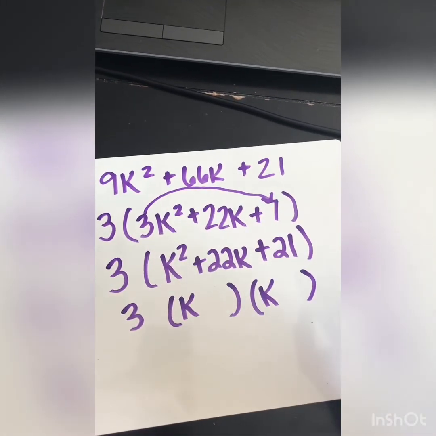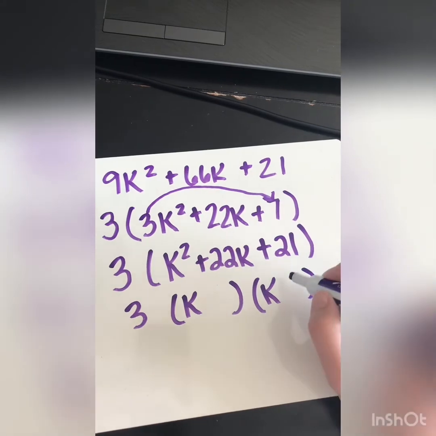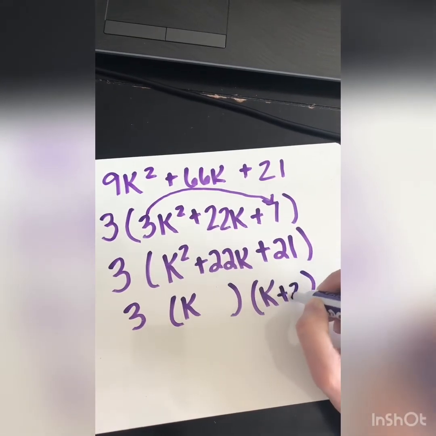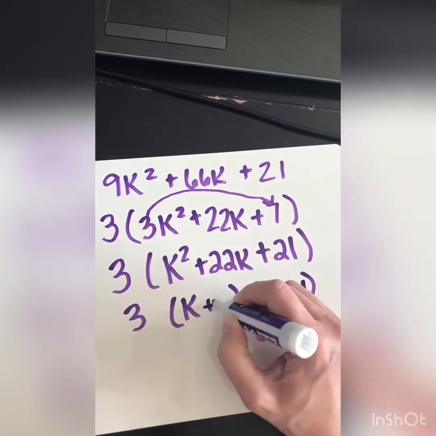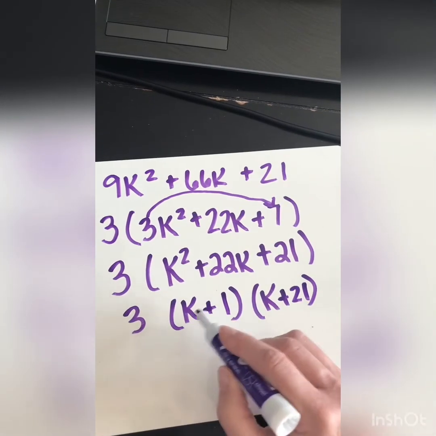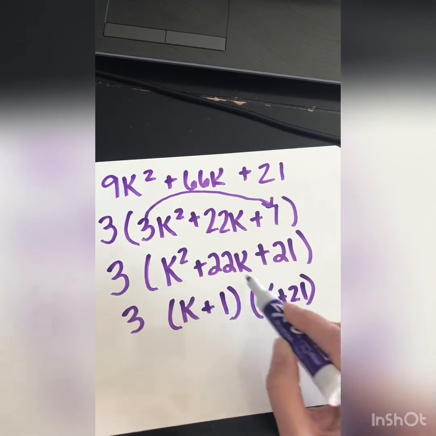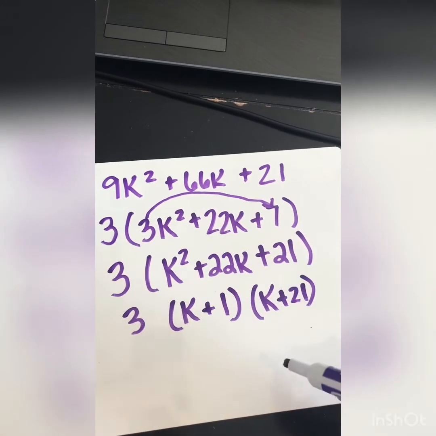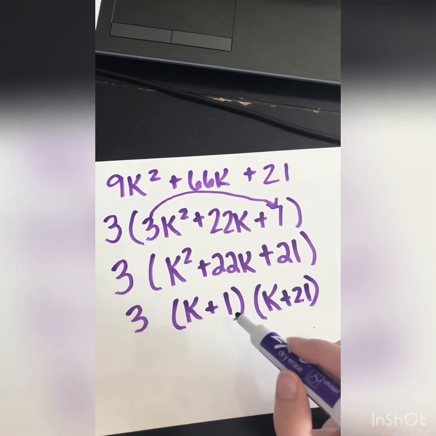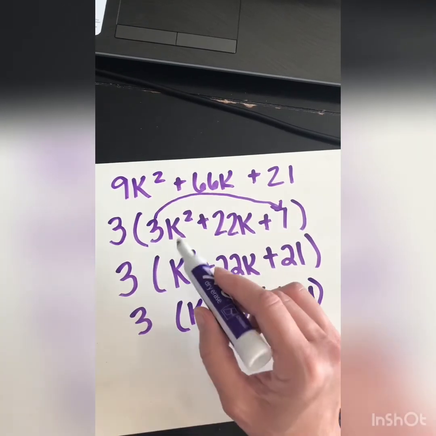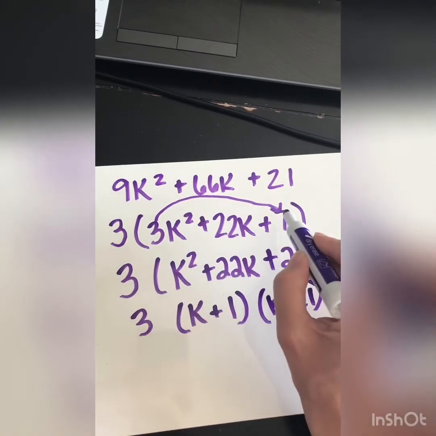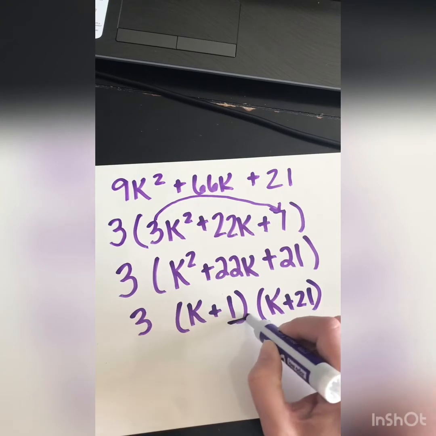If you want to go ahead and pause it and think of those numbers, you can. And that becomes, it's 21 times 1, right? Because k times k is k squared plus 21k plus 1k plus 21. And now we've got to go ahead and divide out the number that we multiplied at the beginning by the c term. We've got to undo what we did.